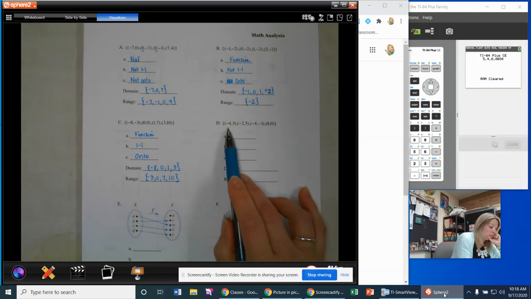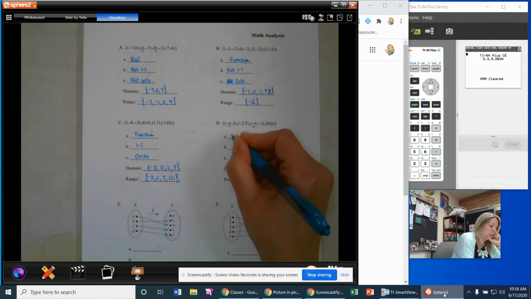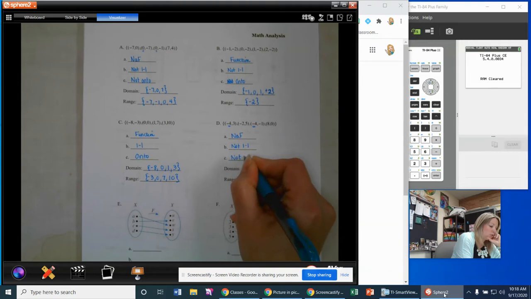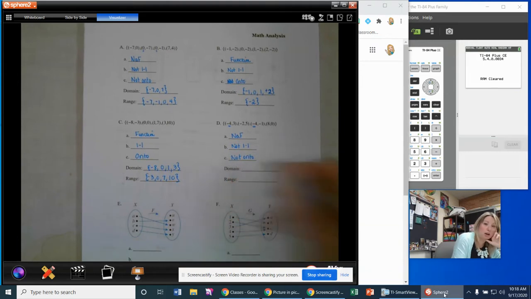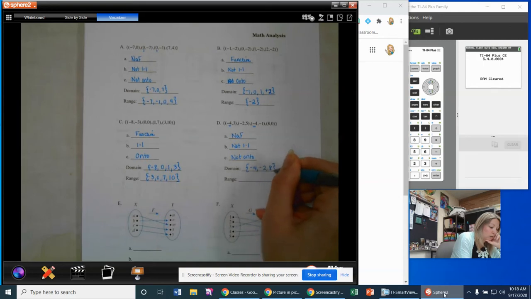Okay. Uh-oh. Repeated x value, which means this is not a function. That means this is not one-to-one, and that means this is not onto. So if it's not a function, it can't be the other two anyway. So if you write NAF or not a function, then that's what's going to automatically happen. Now domain, list them out, and range.